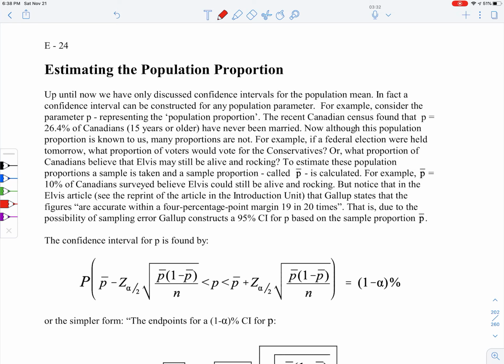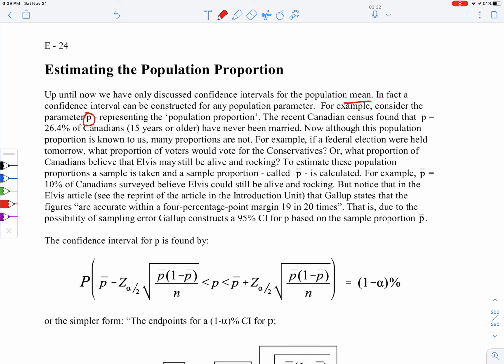Hey folks, we're coming to the end of Unit E, a big long unit talking about estimation and confidence intervals. Now we want to talk about how to make a confidence interval for a population proportion. So let's take a look at what we've got here. Up until now, we've only discussed confidence intervals for the population mean. And in fact, we can construct a confidence interval for any population parameter.